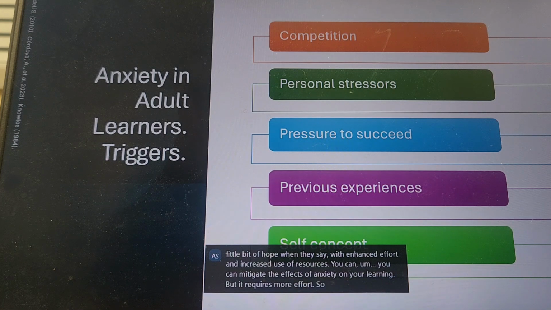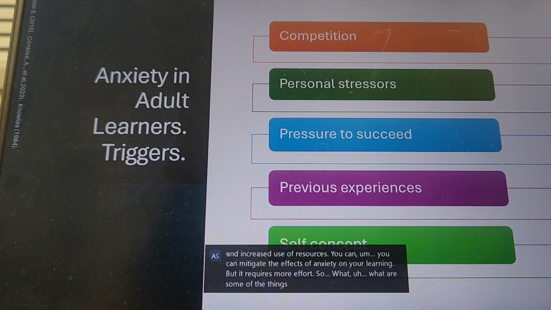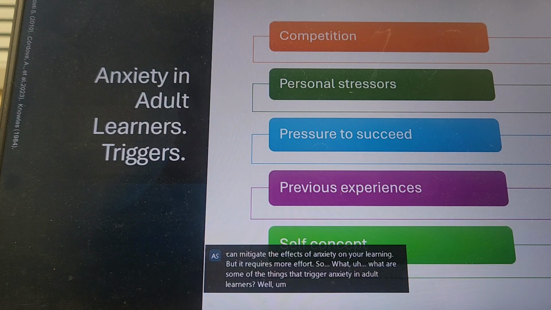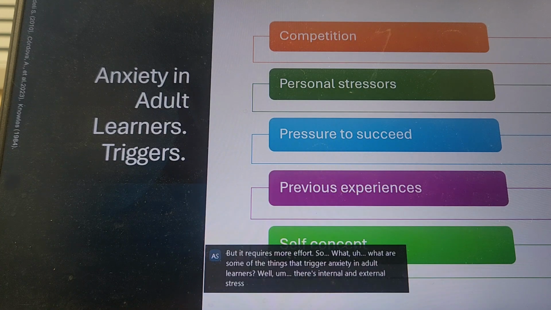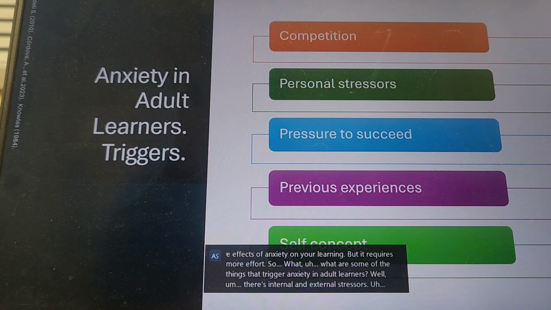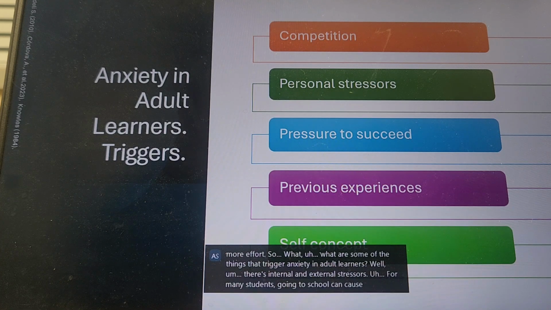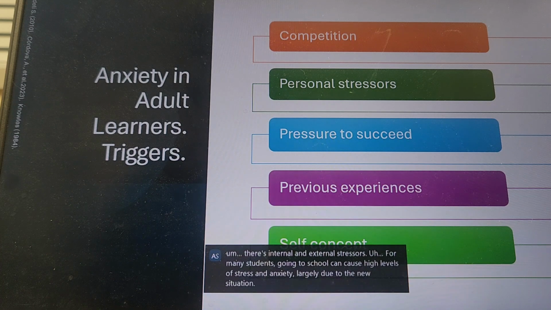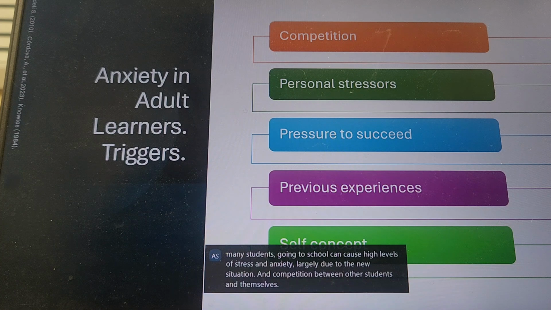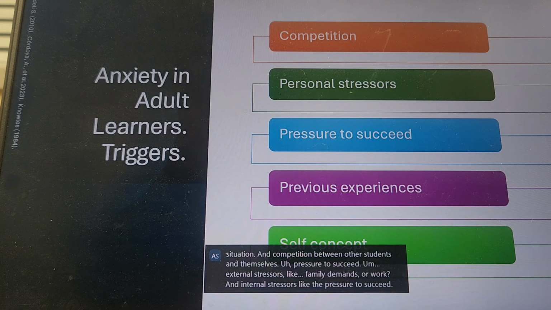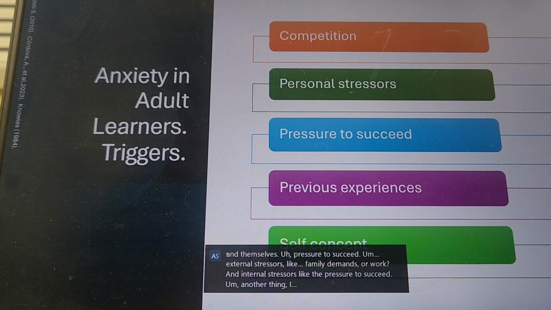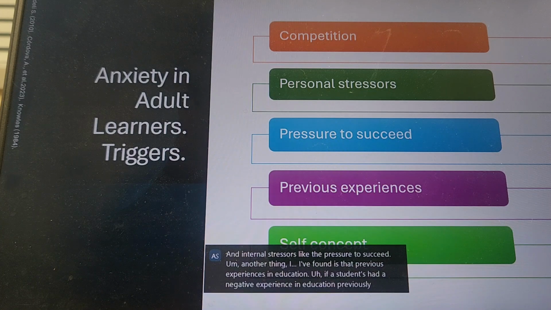So what are some of the things that trigger anxiety in adult learners? Well, there are internal and external stressors. For many students, going to school can cause high levels of stress and anxiety, largely due to a new situation and competition between other students and themselves, pressure to succeed, external stressors like family demands or work, and internal stressors like the pressure to succeed. Another thing I found is previous experiences in education. If a student has had a negative experience in education previously, it'll be difficult for them to overcome that.